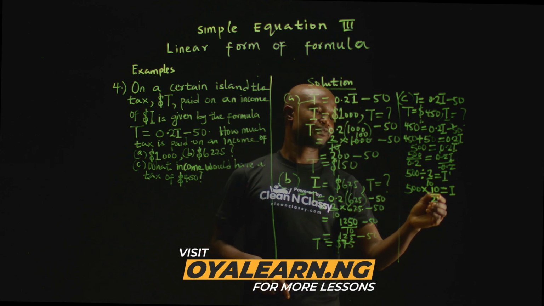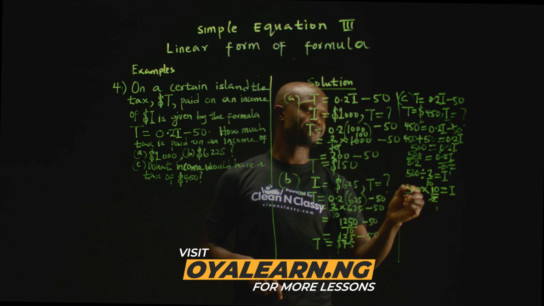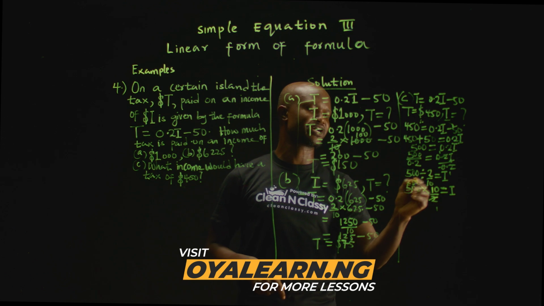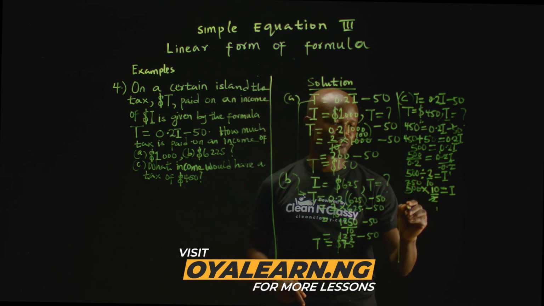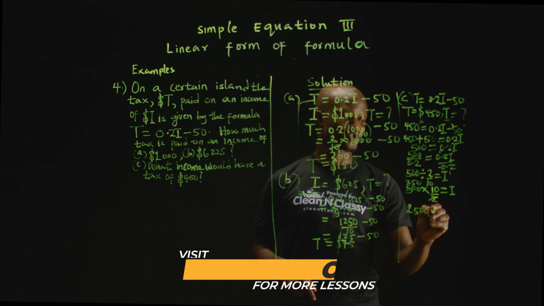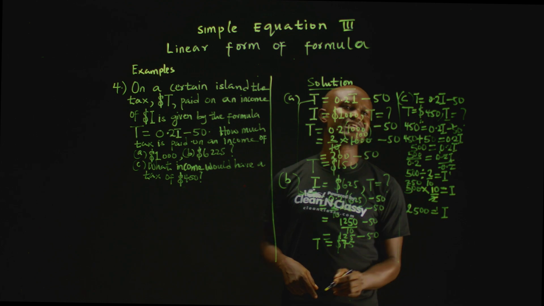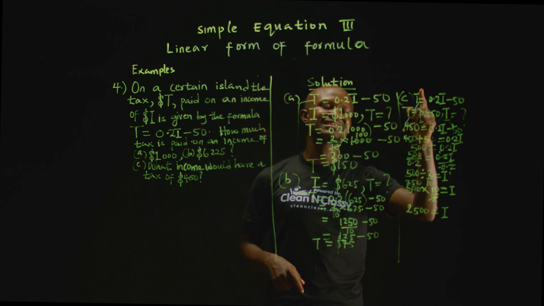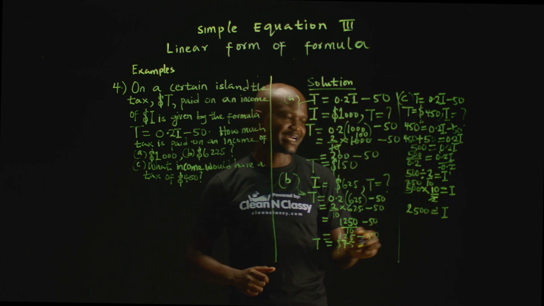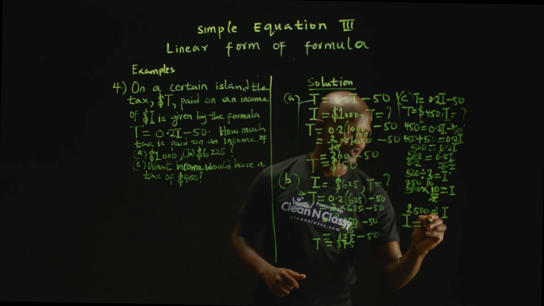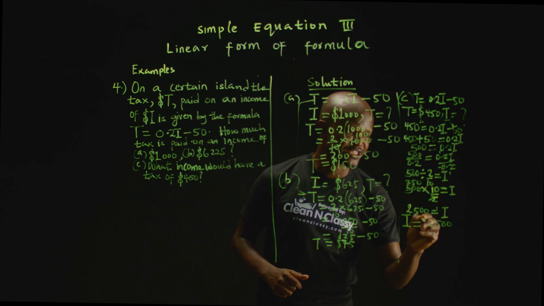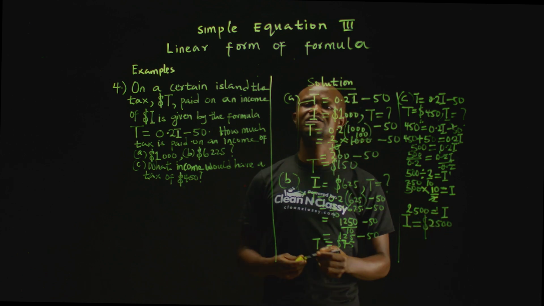Now, 2 here 1, 2 in 500, that will give us 250. So we now have 250 times 10, that is 2,500 equals I. So in this case, when the tax is $450, then the income equals $2,500. That is the solution to the problem.